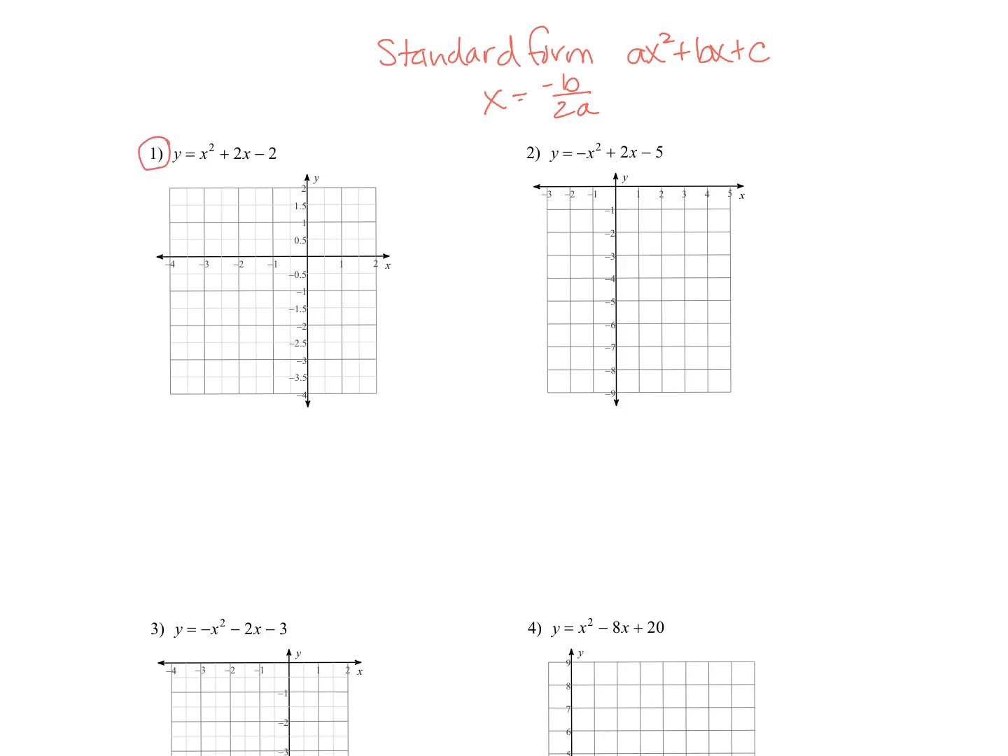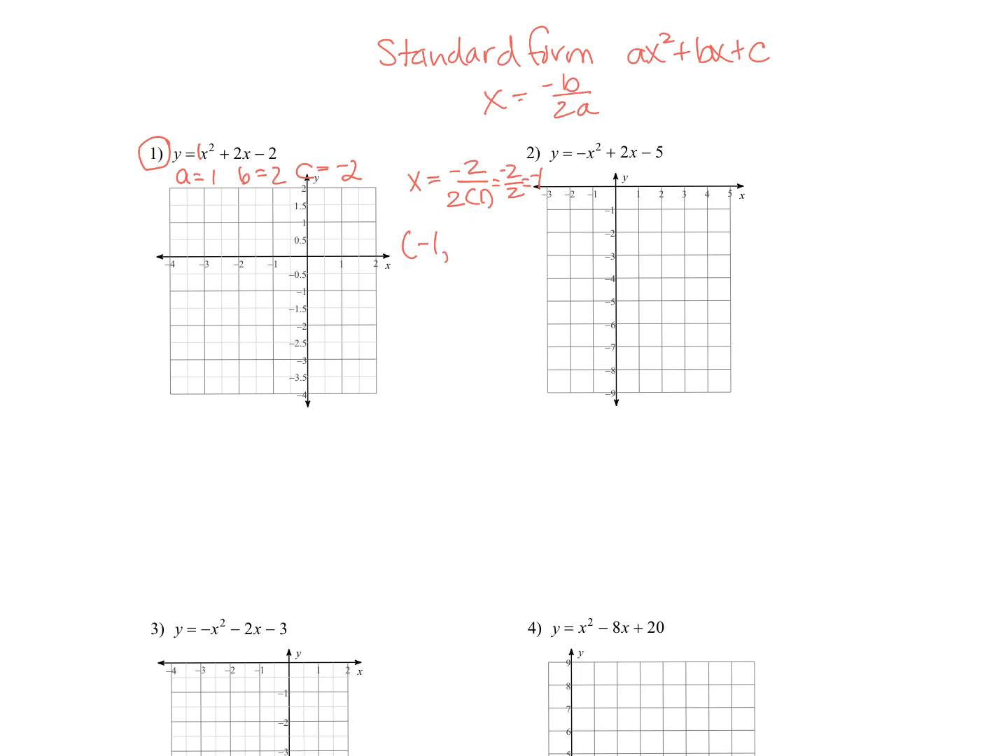In this particular problem, my a is 1, that's the number in front of x squared, my b is 2, and my c is negative 2. So step 1 is always to find my vertex. And to do that, I have to use my equation for x because I don't know what my vertex is. So let's go find it. X equals negative b, so in this case, negative 2 over 2 times a, which is 2 times 1. So I get negative 2 over 2, or negative 1. So I now know that the x coordinate of my vertex is negative 1.